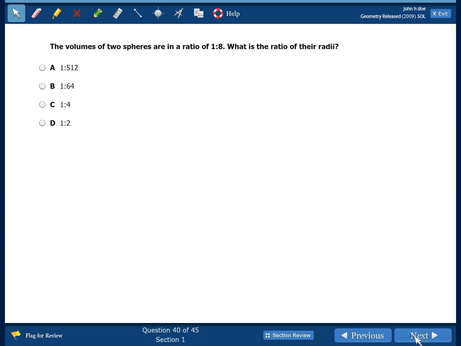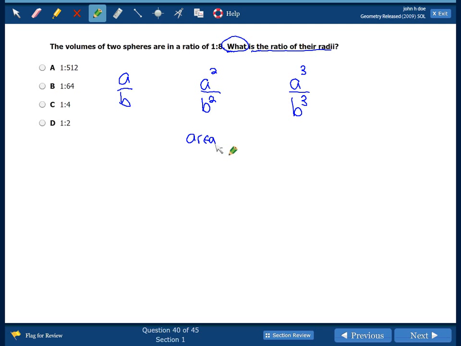For question 40, it says the volumes of two spheres are in a ratio of 1 to 8. What is the ratio of their radii? So how we did this in class was, I said we had A over B, A squared over B squared, and A cubed over B cubed. So remember, these were ratios. You should remember square over square. These are the ratio of areas. So that could be surface areas or lateral areas. A cubed over B cubed was the ratio of the volumes.